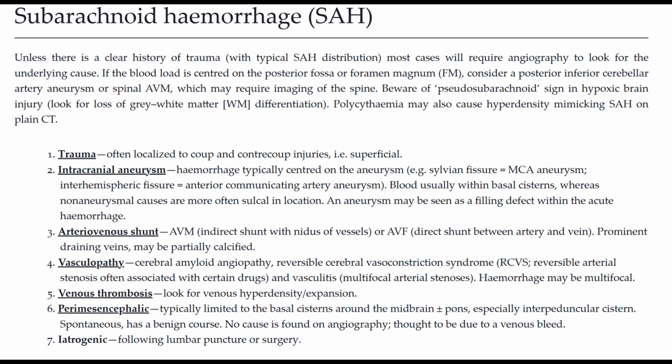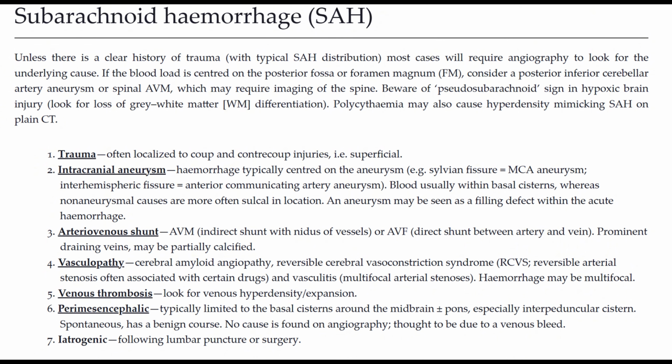Third, arteriovenous shunts. These can be AVMs or AVFs. An AVM is a tangle of abnormal vessels, a nidus, with both feeding arteries and draining veins, while an AVF is a direct artery-to-vein connection. On imaging, you might see prominent or even calcified draining veins.